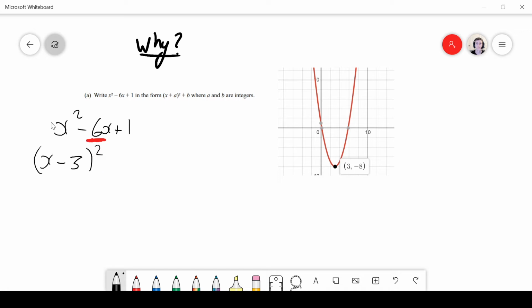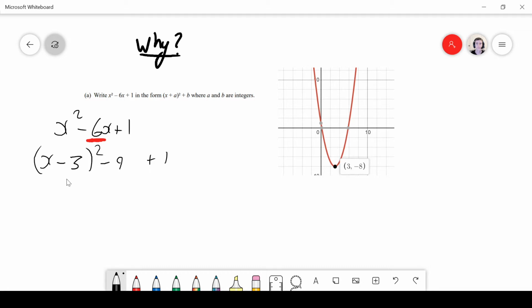So this is the first part. What I've done is I've halved the coefficient of the x term. So then I have x squared minus 6x plus 1. Then I write this as x minus 3 all squared. And so I'm going to have some terms on the outside. We still have this plus 1, and we also have take away 9.